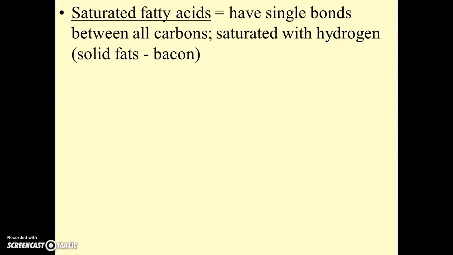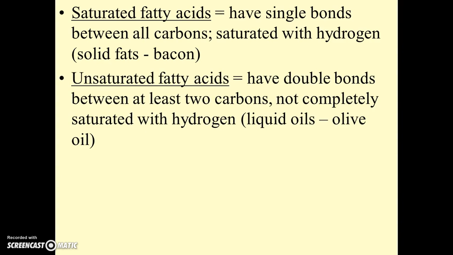So we have some distinctions between the fatty acids. We have saturated fatty acids. Those have single bonds between all of their carbons. We say that they're saturated with hydrogen. The saturated fatty acids that we think of are the solid fats, more animal fats like bacon. Unsaturated fatty acids have double bonds between at least two of their carbons, so they're not completely saturated with hydrogen. Those are more of our liquid oils, olive oil, vegetable oil, things that come from plants as opposed to animals.